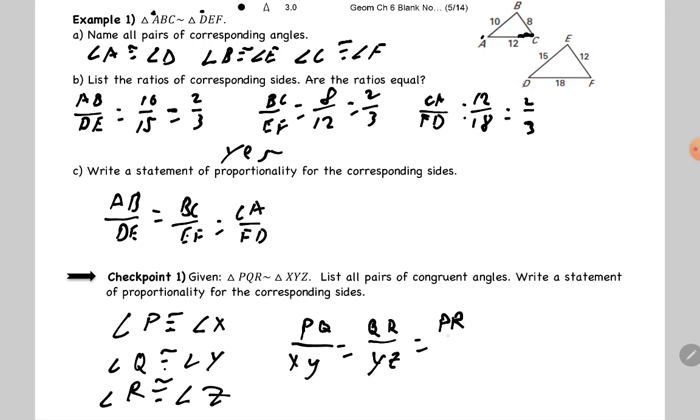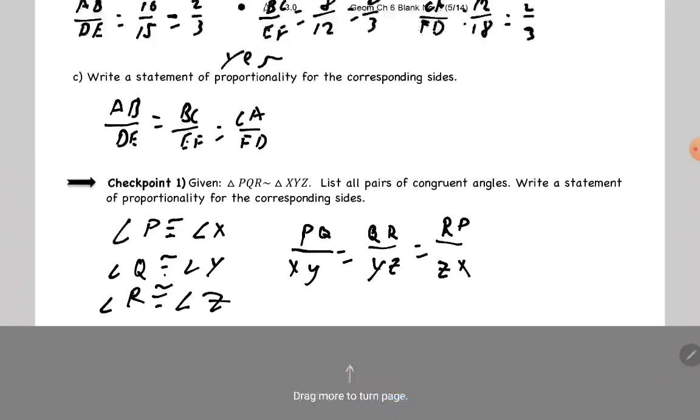RP or PR. If you're going around in a circle, it'd be RP. And then ZX. Alright, let's move on.